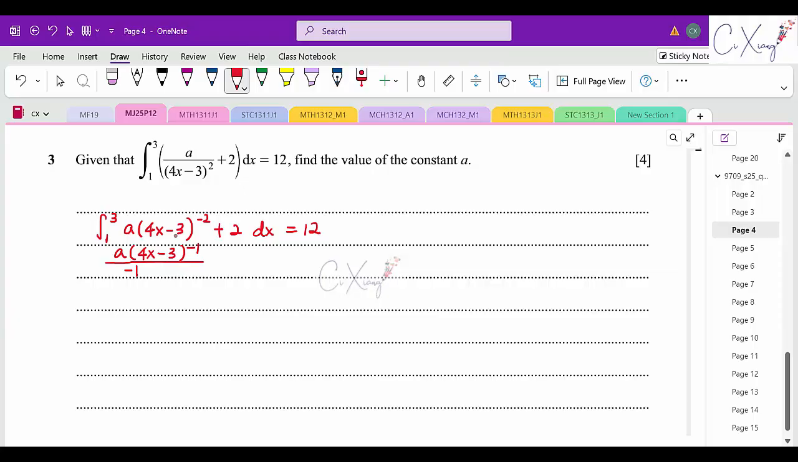Then differentiate the thing inside the bracket. Differentiate 4x minus 3, you will get 4. So you have to divide your expression by 4. Then the next term, integrate 2, you get 2x. And let's substitute the value of 3 and also the 1, and it is equal to 12.